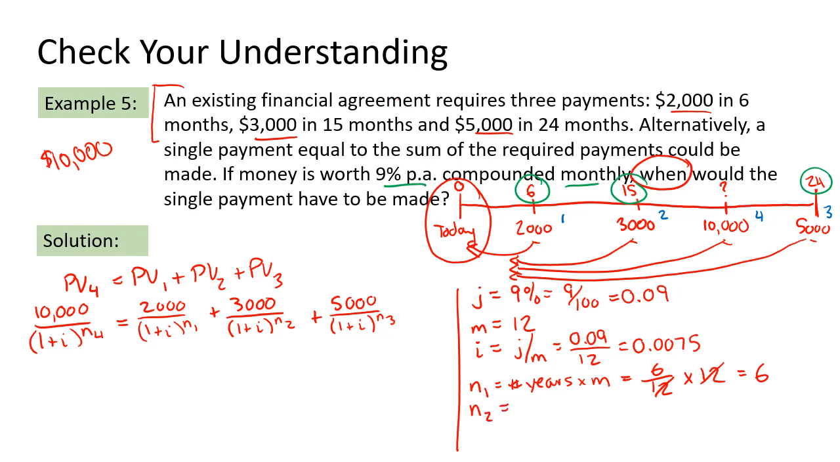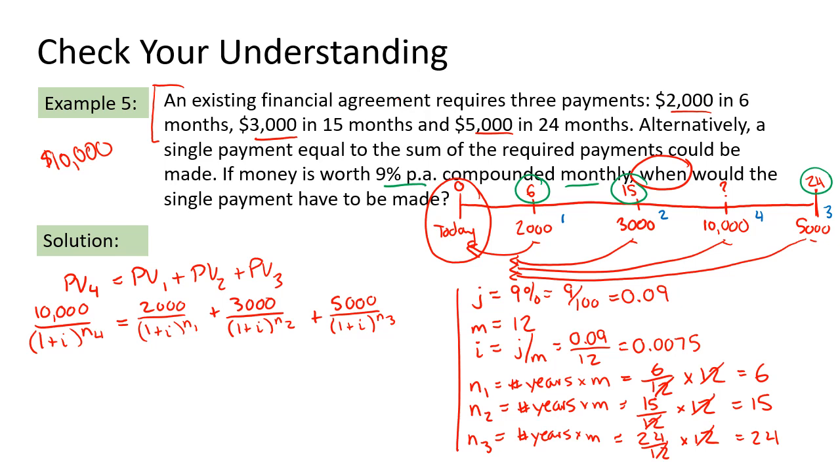For N2, that's equal to the number of years multiplied by M again, which is 15. And again, you have to divide it by 12 because it was given as 15 months multiplied by 12. So the 12s cancel, and you get 15. N3 is equal to the number of years multiplied by M, which is 24 divided by 12 because we're given 24 months, multiplied by 12. 12s cancel, and you get an answer of 24.